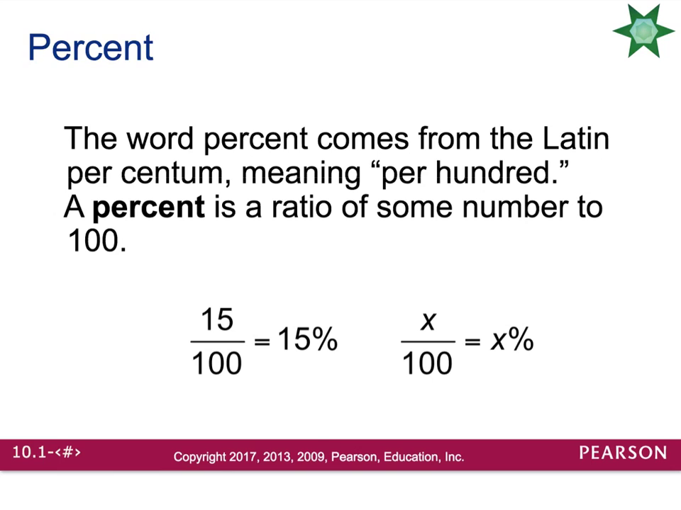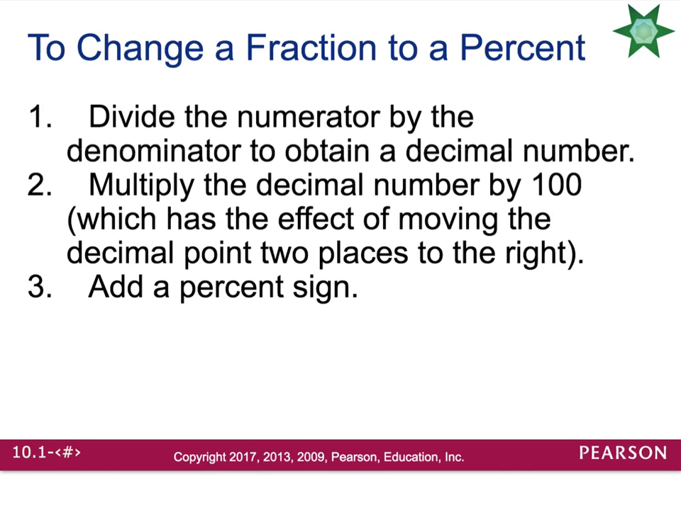So whenever you're trying to find a percent, you are going to put it over 100 to turn it into a percent. To change a fraction to a percent, the first thing you need to do is divide the numerator by the denominator, and this is going to give you a decimal. Next, you will multiply your decimal by 100, which is going to essentially move your decimal places 2 spots to the right, and then make sure you put a percent sign.